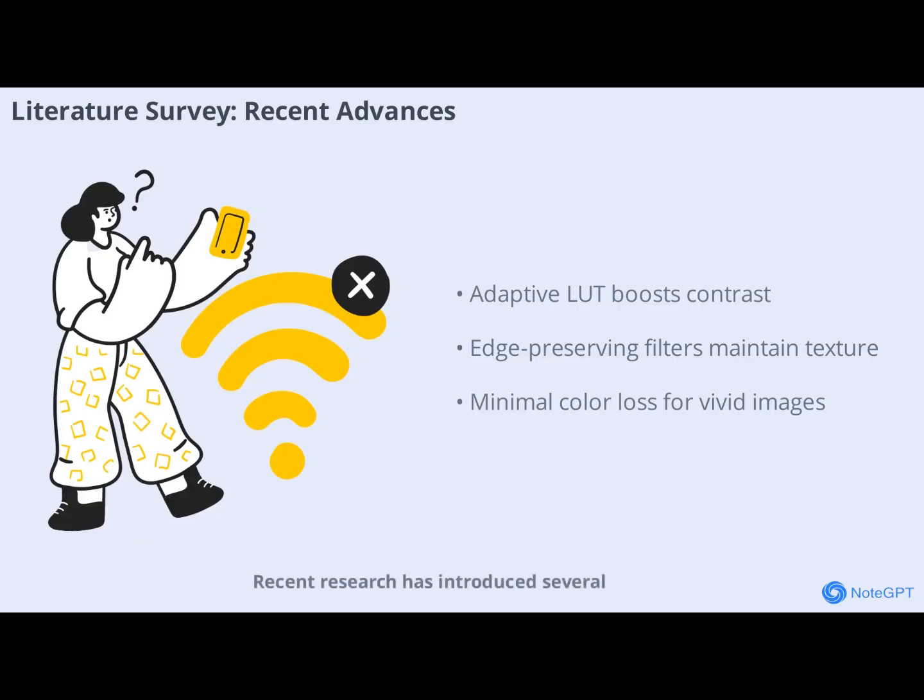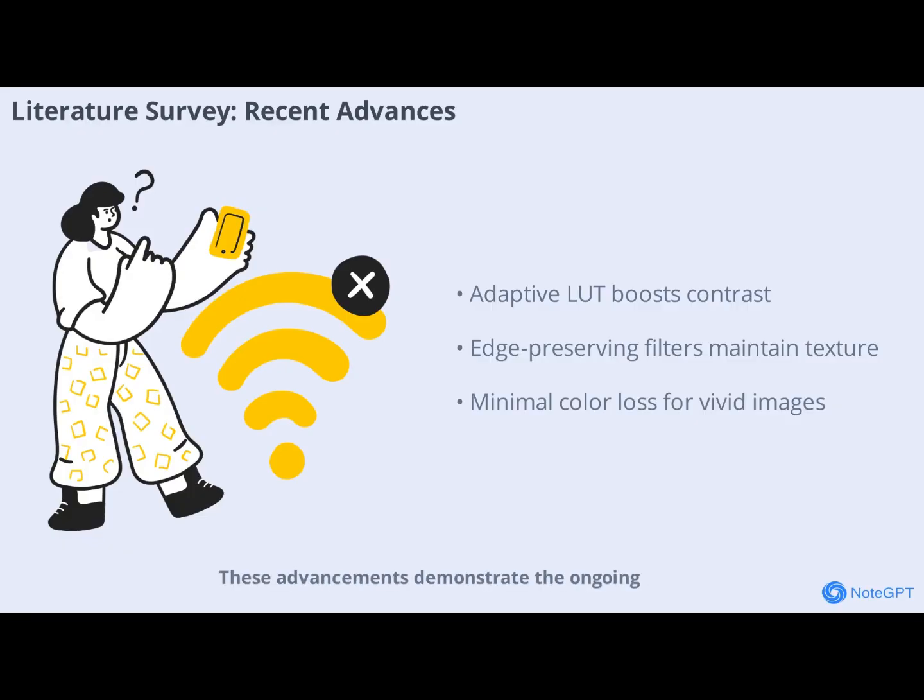Recent research has introduced several innovative methods for underwater image enhancement. For example, modified color correction and adaptive lookup table (LUT) techniques improve visibility and reduce artifacts. Preserving filters help maintain texture details while smoothing out noise. Other studies focus on minimal color loss and locally adaptive contrast enhancement, ensuring vivid colors and improved details.